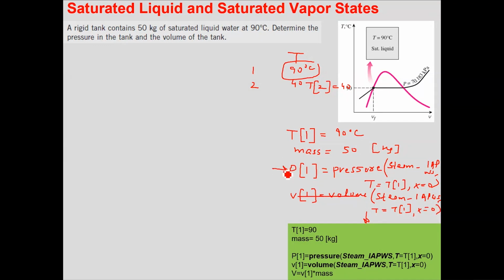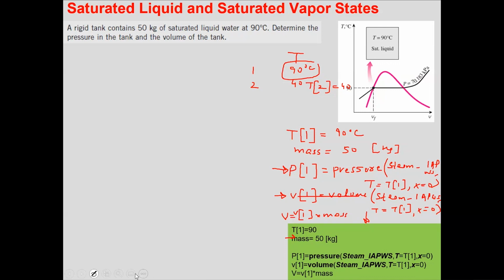So the pressure would be found out, and the specific volume would be found out. If I want to calculate the mass or the volume of my system, volume is equal to the value stored in column v row 1 multiplied by the mass that I have specified over here.